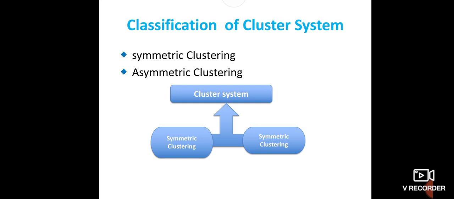And then we know about the classification of clusters. The clusters are classified based on architecture and purpose. They can be classified as dedicated, non-dedicated, homogeneous and heterogeneous. And based on how the nodes interact and share workload, they are classified as symmetric clustering and asymmetric clustering.